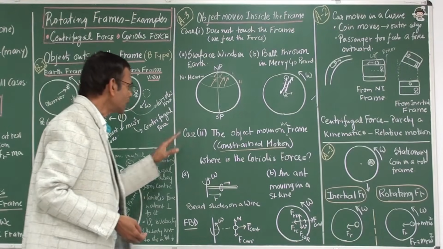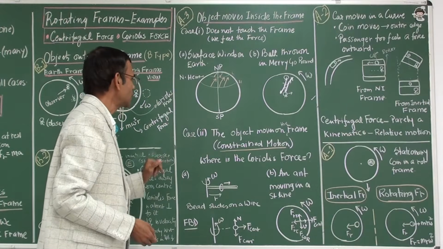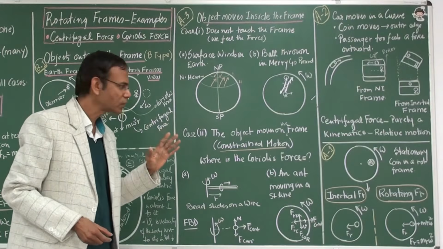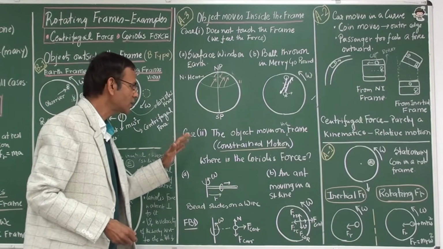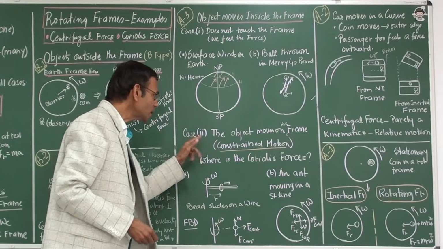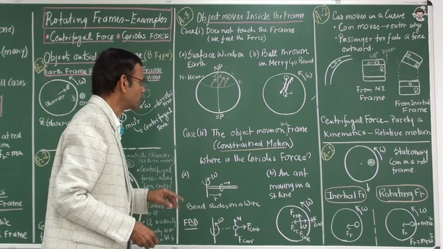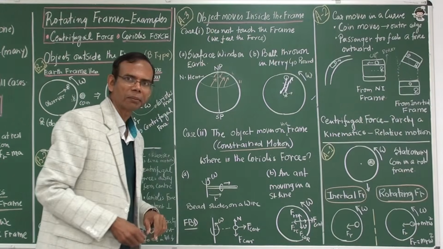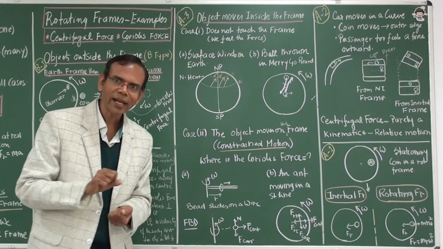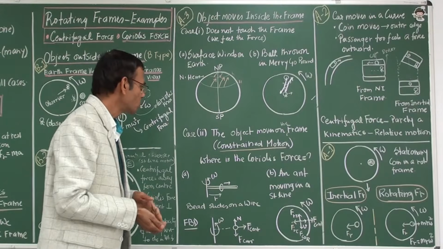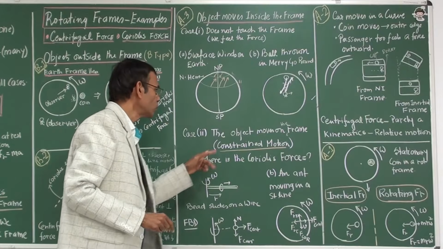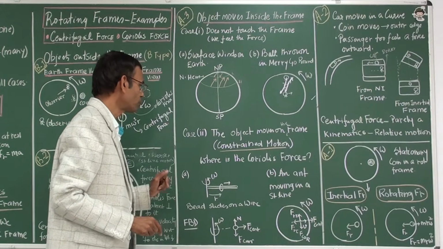Okay, then let us take another case, that is case 2. Here, I have taken different cases so that the idea is clear what actually is a centrifugal and the Coriolis force. Now the next example that I have taken, the object moves on the frame. Here, the first time the object is interacting with the frame. Okay, so here it is a constrained motion. As you see, constrained motion.